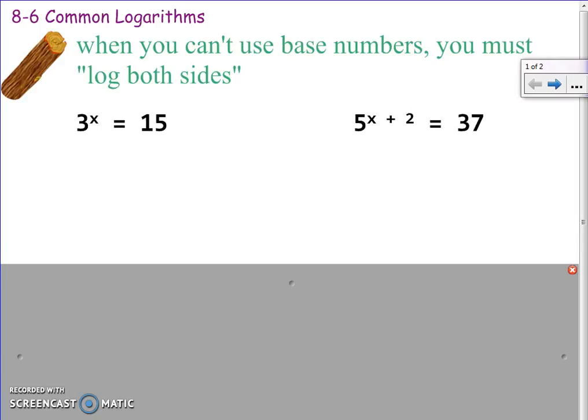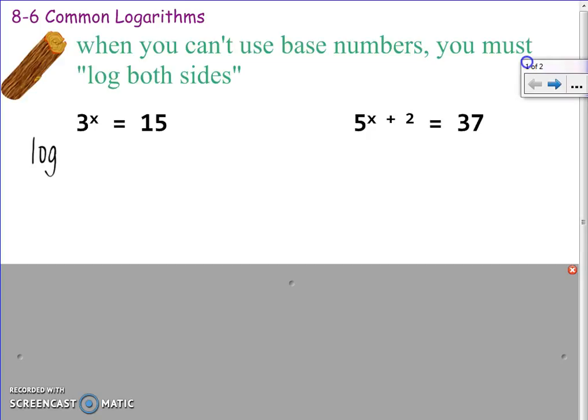Yeah, we turn them into base numbers, make the base numbers equal, and then we set the exponents equal to each other. Remember doing that? Can we do that with 3 and 15? No. We cannot make them equal base numbers on each side. So when this happens, we need to do what's called log both sides. Here is what I mean by that.